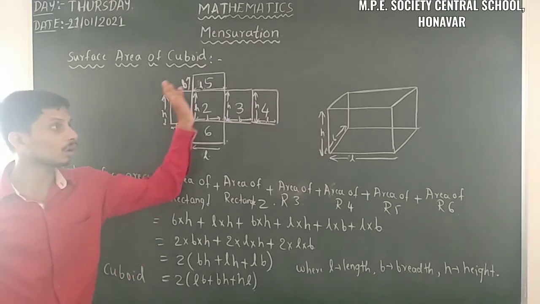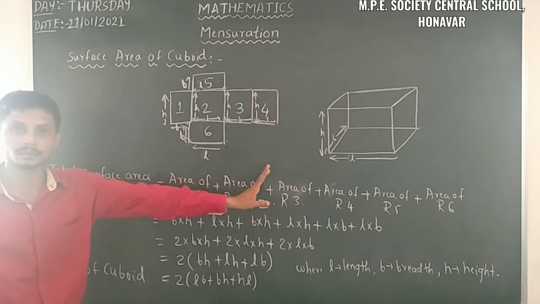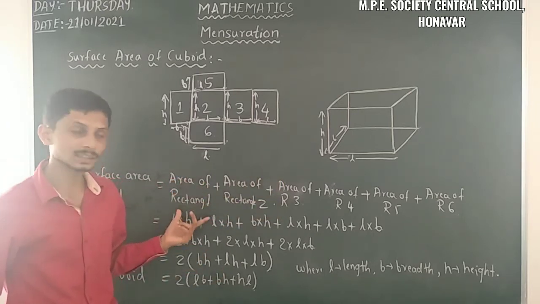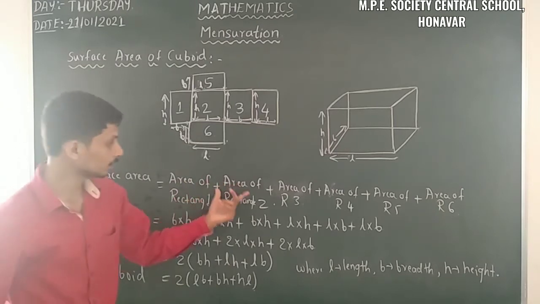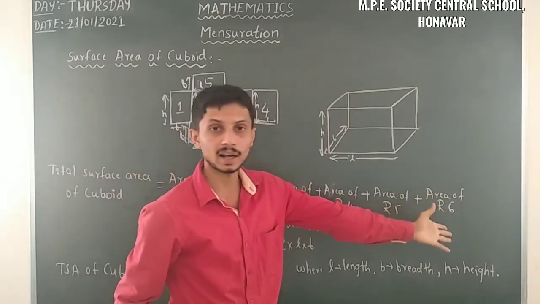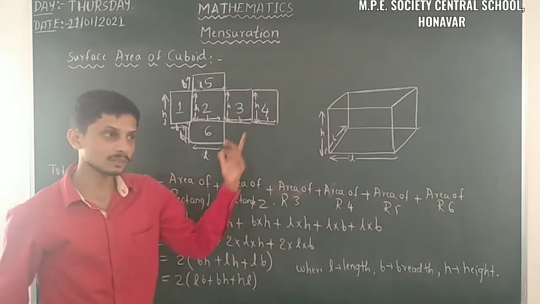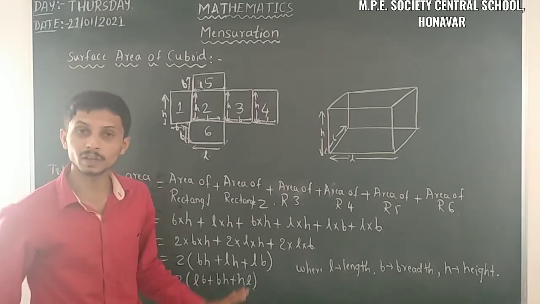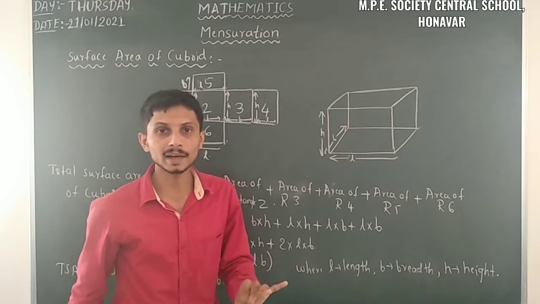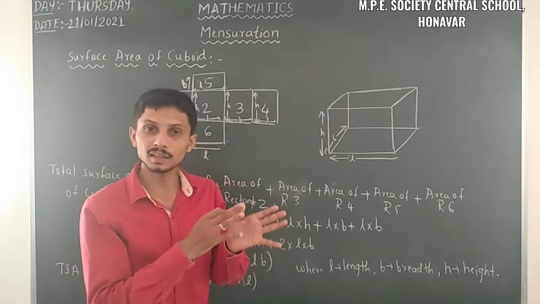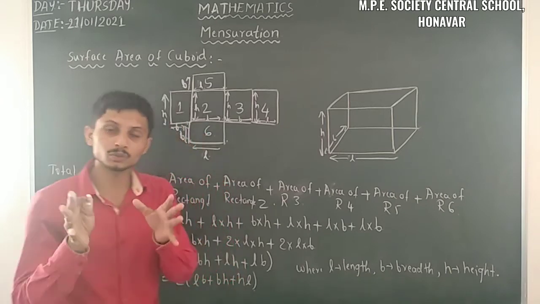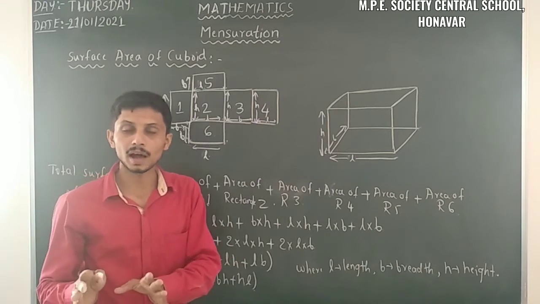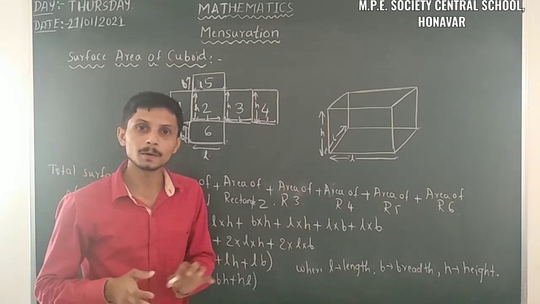So here we have to consider all the 6 faces. For that we have to add the area of all 6 faces, rectangle 1, rectangle 2, R3, R4, R5 and R6. Completely we have to add, then we get the answer, that is 2 into LB plus BH plus HL. That means when we have the length, breadth and height of the cuboid, we can substitute all the values of length, breadth and height in this formula, so we can get the total surface area of the cuboid.